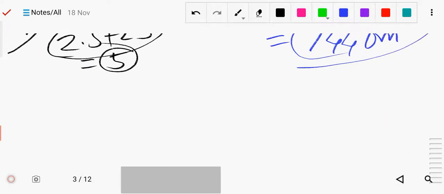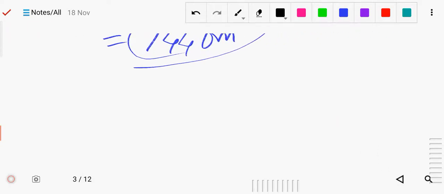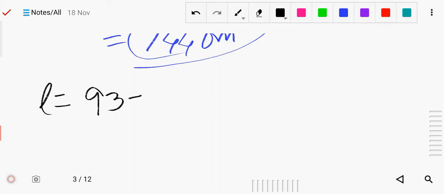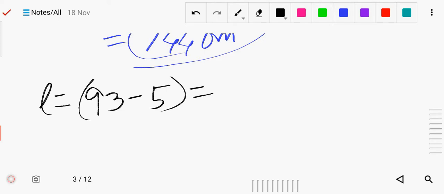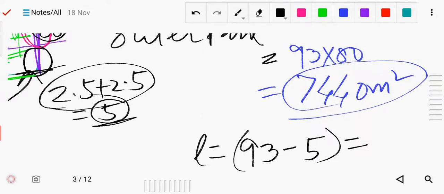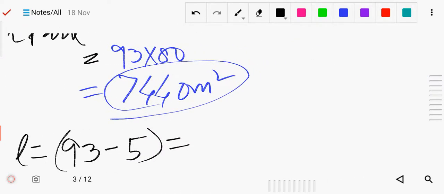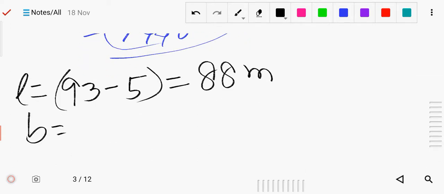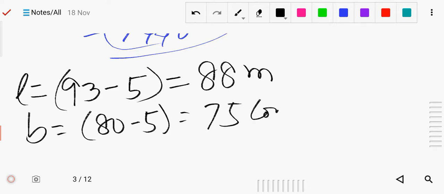So first of all we find the dimension of the smaller rectangle which is the inner park, whose L will be 93 minus 5. Why minus 5? Because 2.5 on one side, and the other side is also 2.5. So 2.5 becomes 5 meter, so that 5 we will subtract, so here it will be 88 meter. Now B was 80, so 80 minus 5, so it will be 75 meter.